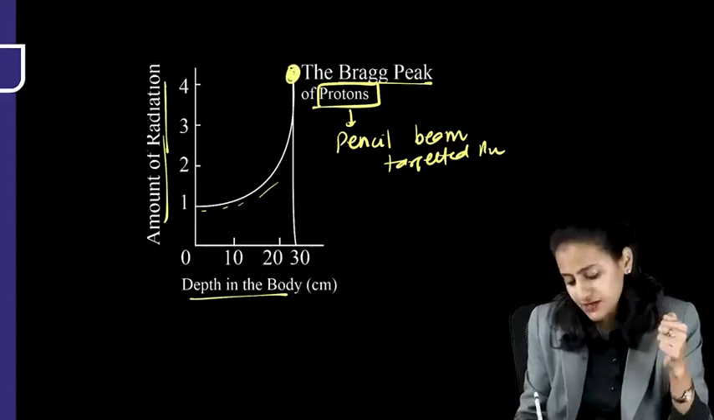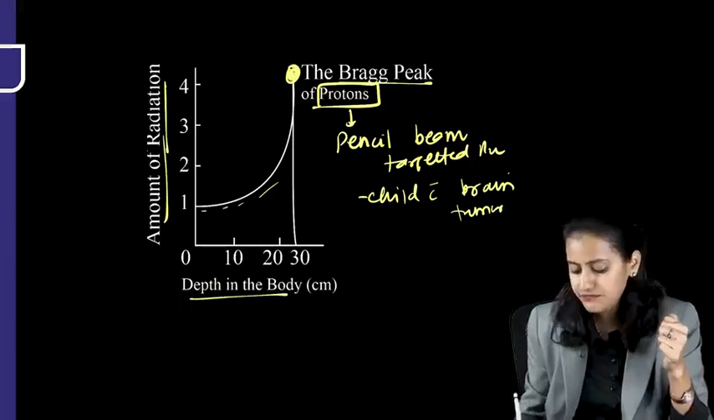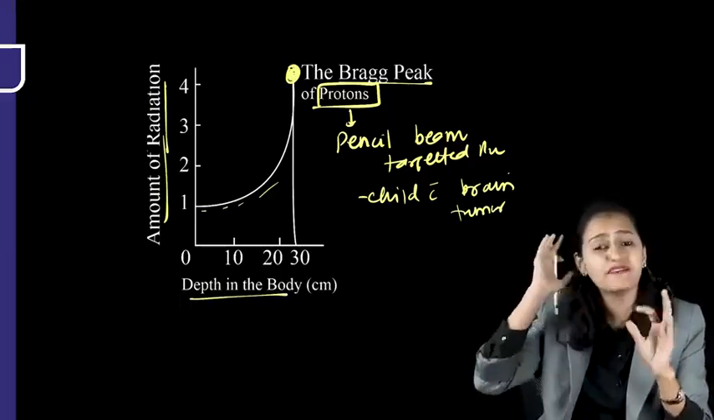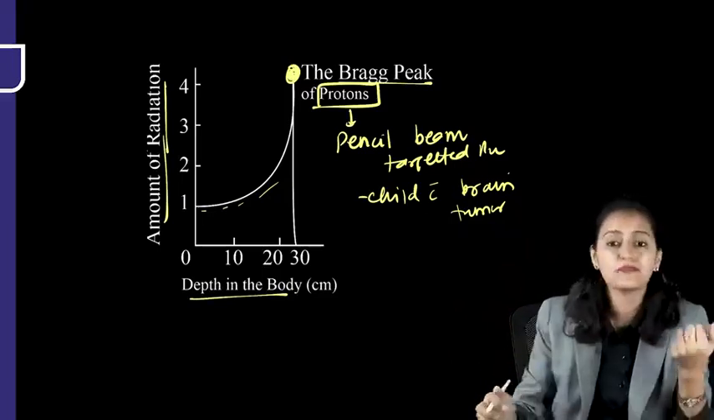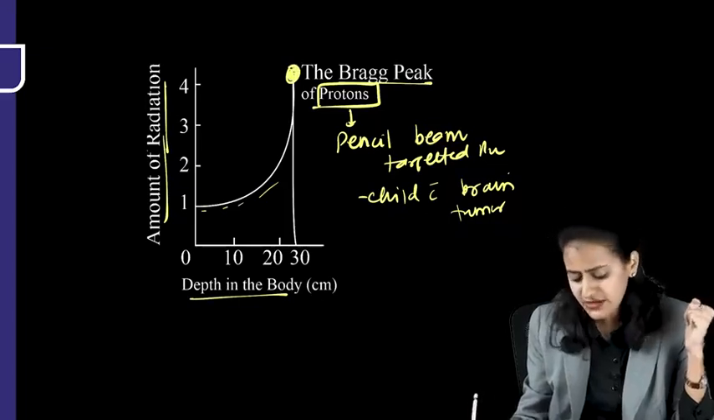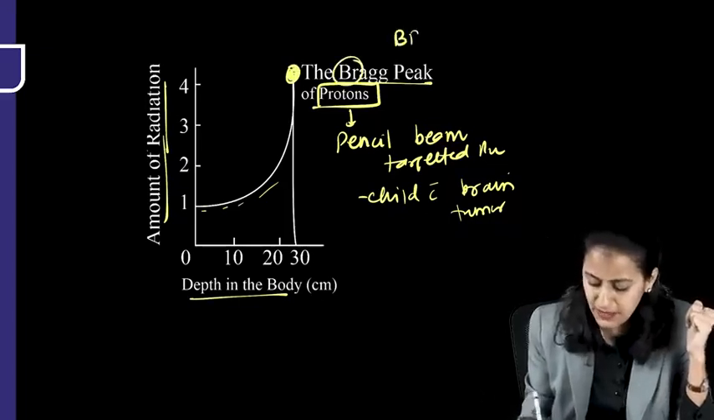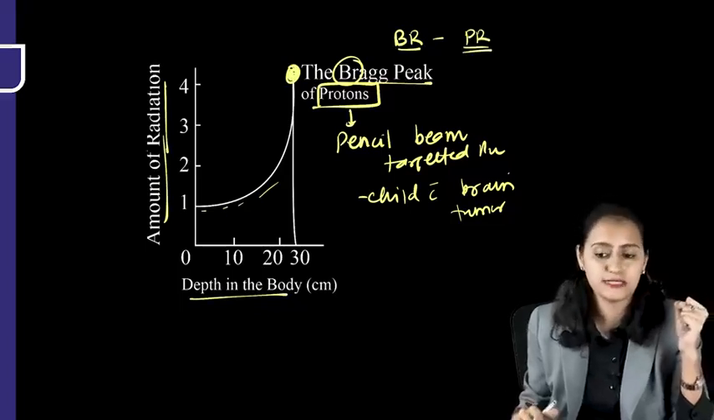That is why this is preferred in a child, let's say in a child with brain tumor. What would you prefer? The proton beam, because it will not affect the surrounding structures. Wherever you have the surrounding vital structures, proton beam can be used without causing damage to the vital structures. Right, so this is the Bragg peak. Remember, Bragg BR is seen with PR, that is the protons.